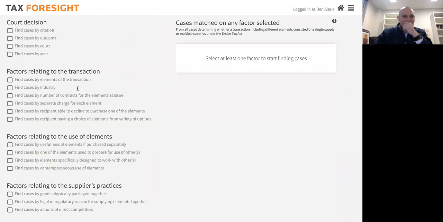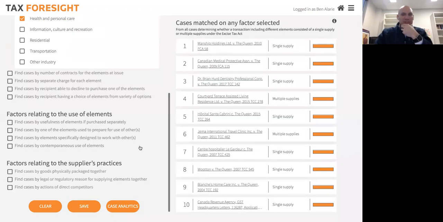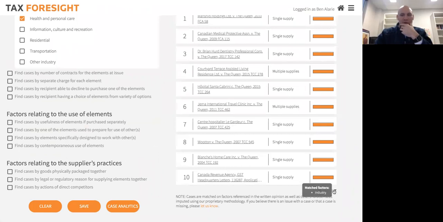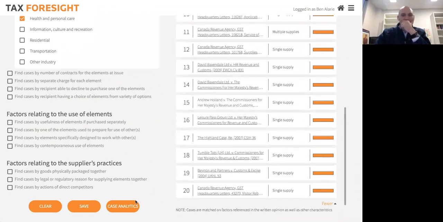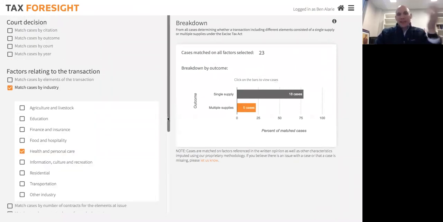And what if I just wanted to find cases involving the healthcare industry? What if I was just curious? So what's the general outcome of healthcare cases? Here I can jump into a different function, which is called case analytics. So when I click on case analytics, it very, very helpfully says, okay, at a high level, Ben, there have been 23 cases involving single versus multiple supply involving the healthcare industry. 18 of them have gone the single supply route. 5 of them have gone multiple supplies.